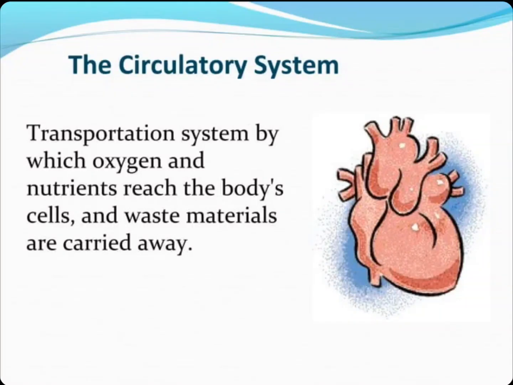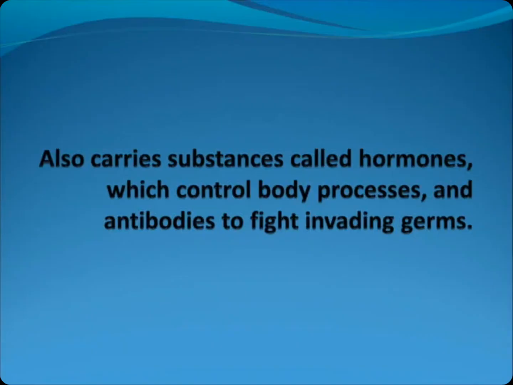The circulatory system. The circulatory system is a transportation system by which oxygen and nutrients reach the body cells and waste materials are carried away. It also carries substances called hormones, which control body processes, and antibodies to fight invading germs.